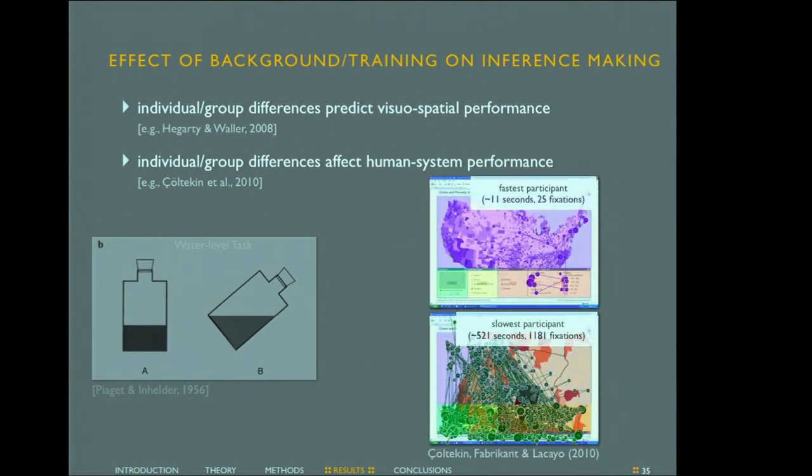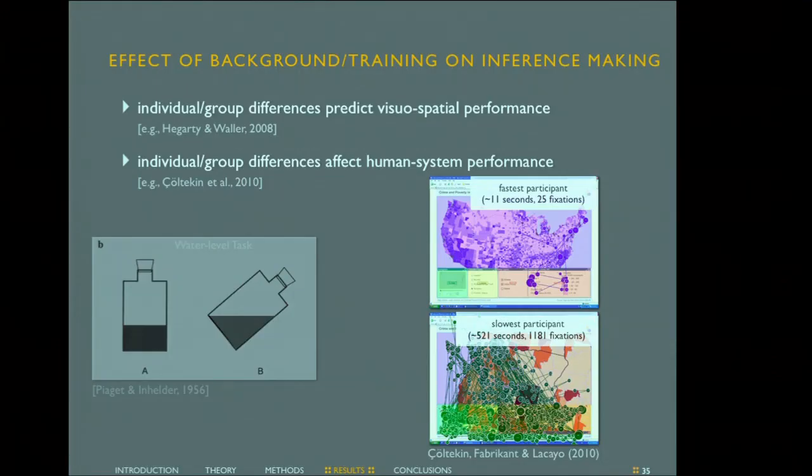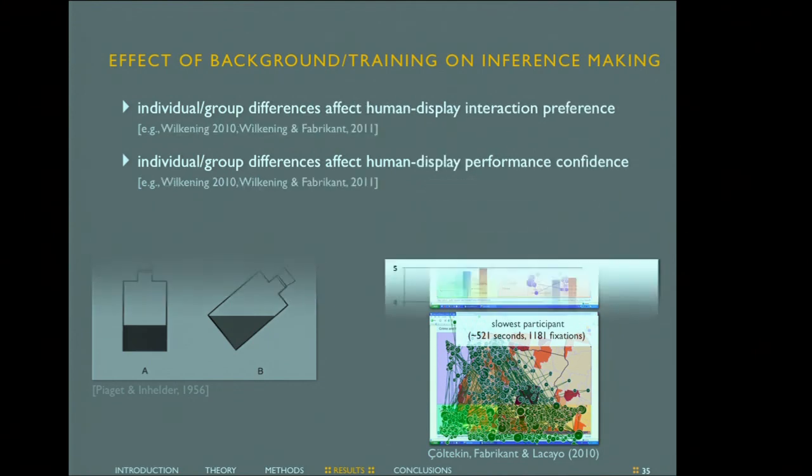We also need this information because we also design maps, maybe not for navigation, maybe just for data information purposes. And what we do find, if you just look at this simple task of discovering or reading off a simple value of a display, an interactive map, these are eye movements, fastest participant, 11 seconds, 25 fixations for solving the task, slowest participant on the same task, 521 seconds, thousands of fixations, and probably not getting it right. So we do know there are different kinds of users, and we do have to know their background to be able to design displays more effectively and efficiently.